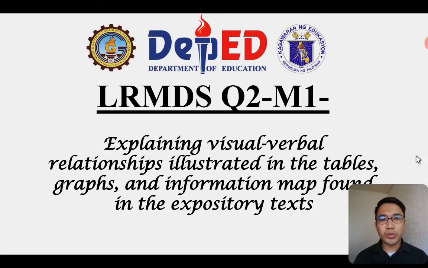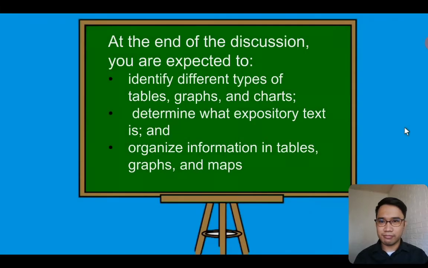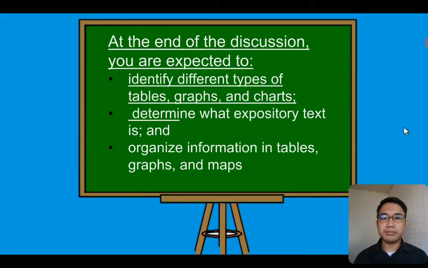We will use the LRMDS quarter number 2, module number 1, and our topic, explaining visual-verbal relationships illustrated in the tables, graphs, and information maps found in expository texts. So we will talk about what an expository text is first before we move on to how we can explain them through tables, graphs, and information maps. At the end of the discussion, we'll identify different types of tables, graphs, and charts. We will determine what an expository text is and organize information in tables, graphs, and maps.